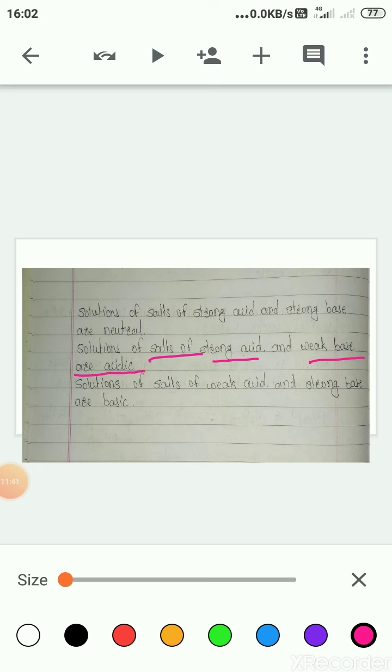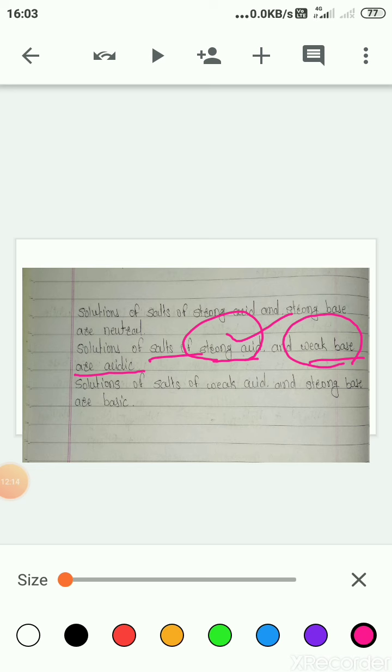And second one, if we have prepared a solution of salt of strong acid and weak base, then the solution is acidic, because we have to remember the degree of dissociation of strong acid and weak base. Acids dissociate completely, that means it produces more H plus ions, and weak bases dissociate sparingly or partially, and therefore the concentration of OH minus ions is less, and therefore the solution of salts of strong acid and weak base are acidic in nature.